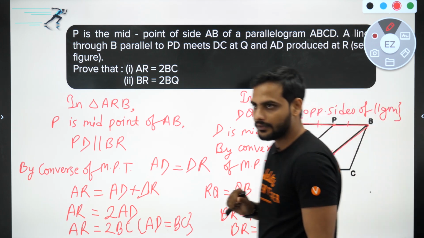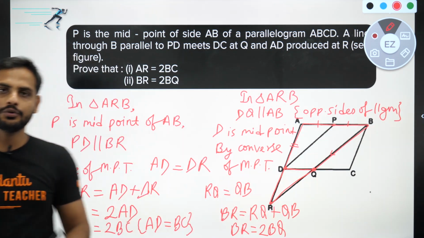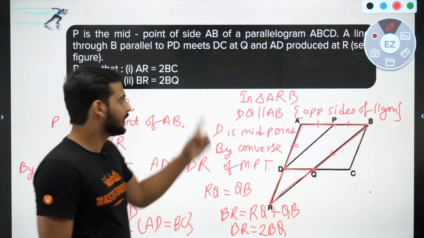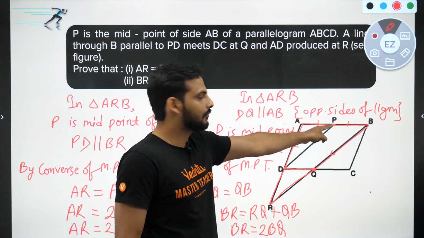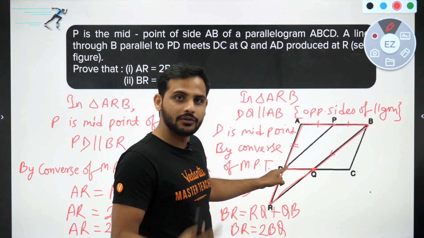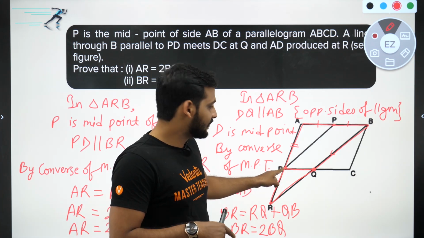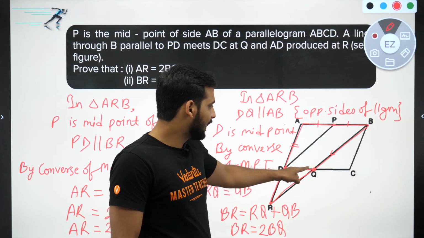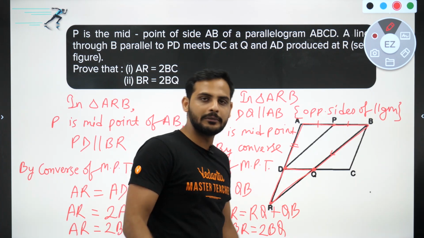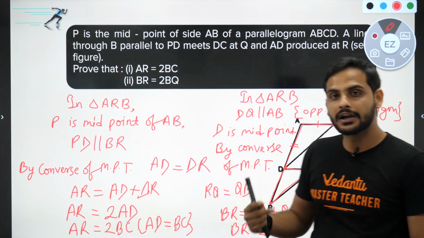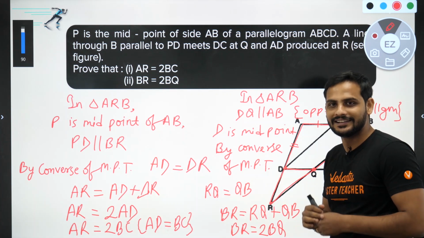Okay, so two times you have used the converse of the midpoint theorem. By using the first one, you got that P was the midpoint, so D is also now the midpoint. And now since D is the midpoint, this line is also parallel, so now I can say Q is also the midpoint. So two times I have used the converse of the midpoint theorem.